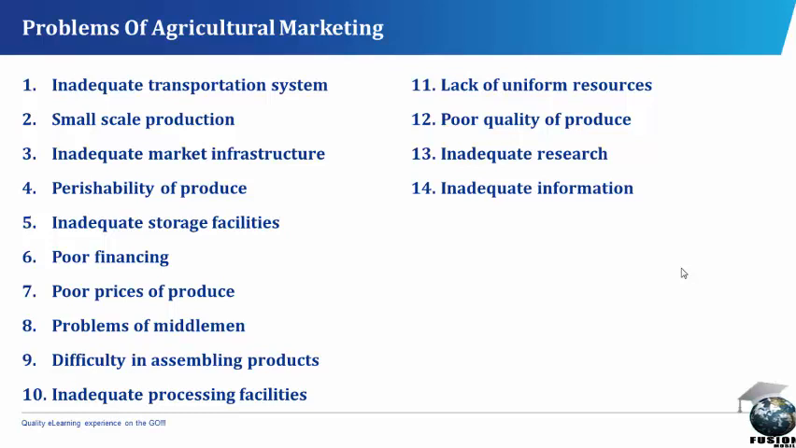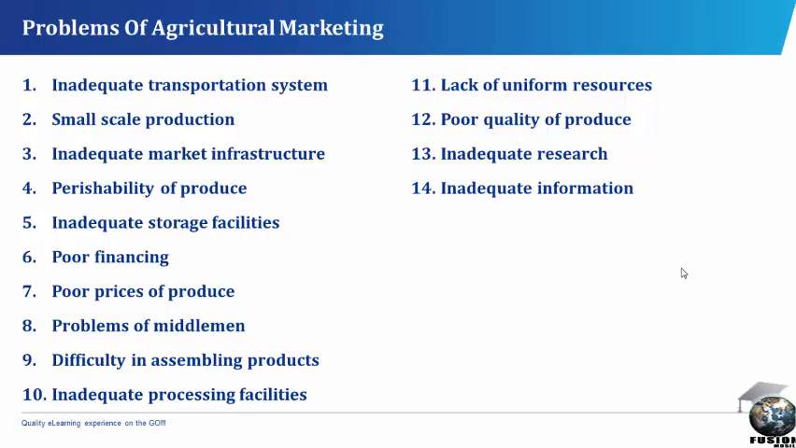There is also the problem of inadequate market infrastructure, because infrastructure such as electricity, pipe-borne water, telephone, etc., which can promote good marketing, are inadequate. Most of the produce such as eggs, vegetables, meat, etc. easily gets damaged, and this tends to pose a problem in their marketing.